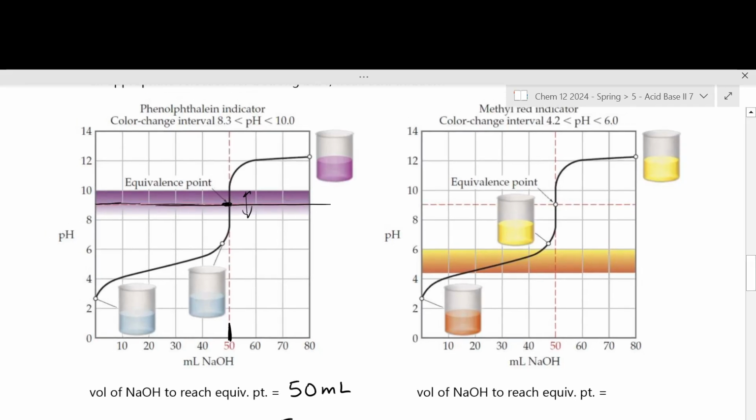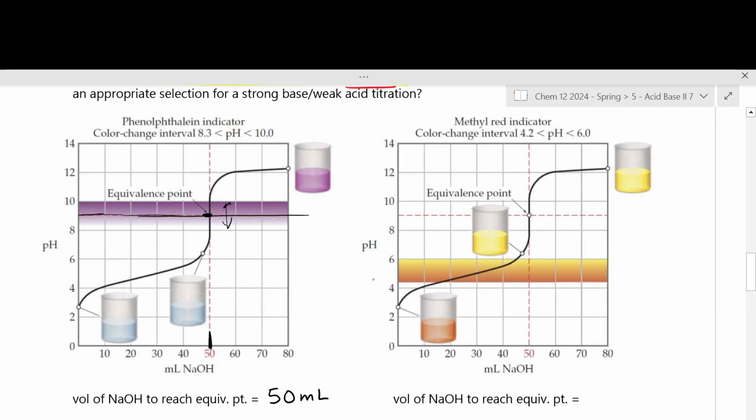Now, the next one, methyl orange, changes between 4.2 and 6.0. So the halfway point there is, what, 5.1? 5.3? 10.2 divided by 2 is 5.1. Okay.